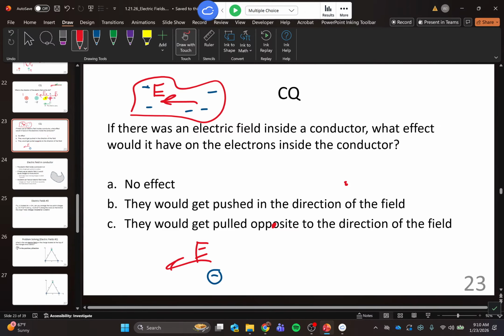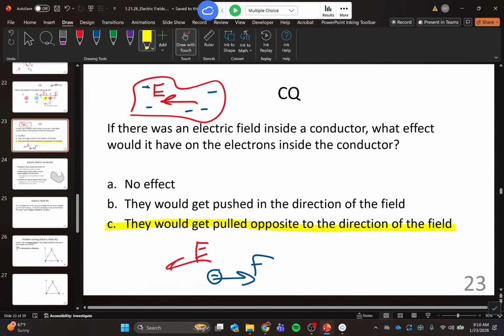All right, there's my E field. The force will be in the opposite direction. Why? It's the definition of fields. Electrons go the opposite way. Why am I making this statement? This means exactly what it says. If there's an electric field inside a conductor, electrons are going to get pulled.